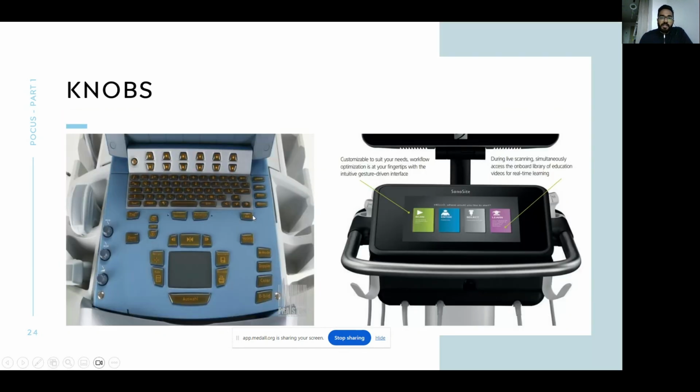But then we had a touchpad kind of setup instead of the tracker ball. But now these days we have a touch screen control panel where we effectively touch and select all the controls that we need. So what are the most important controls which are common to all ultrasound machines, and how do we use them to improve the image quality that we are receiving from the structure that we're looking at?